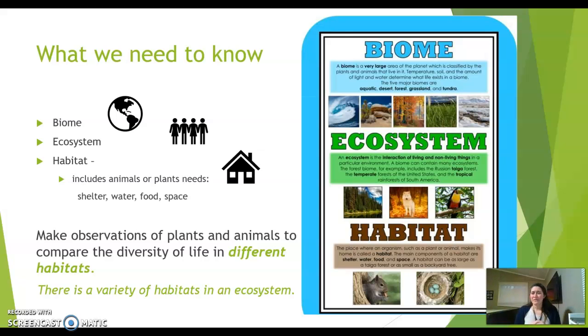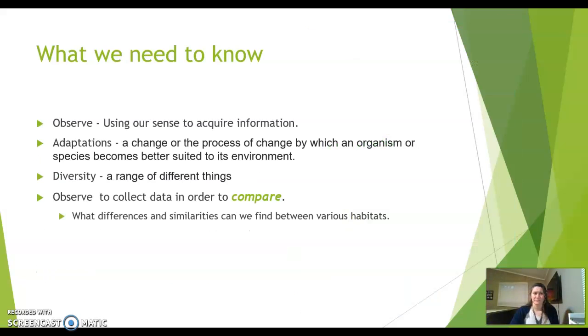But what we're looking at for the standard is the habitat. So, what is that smaller place, kind of like your home, for the animal or plants that has the shelter, the water, the food, and the space? So let's not forget plants here. Certain plants grow better in certain areas. So our students are going to be making observations of those plants and animals to look at the different habitats because we have a very diverse world around us and there's always a variety of habitats in different ecosystems.